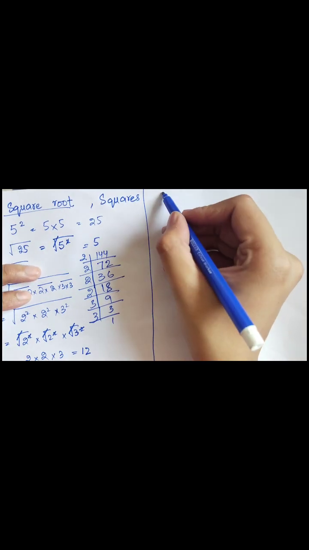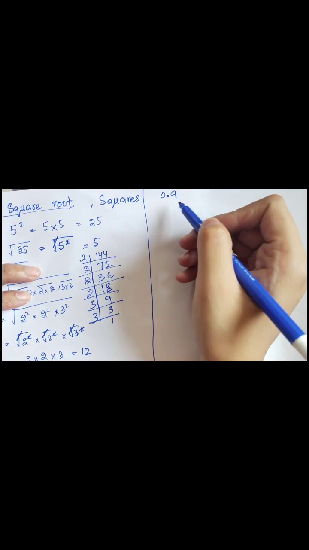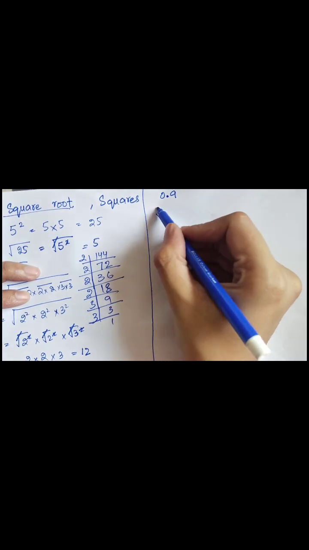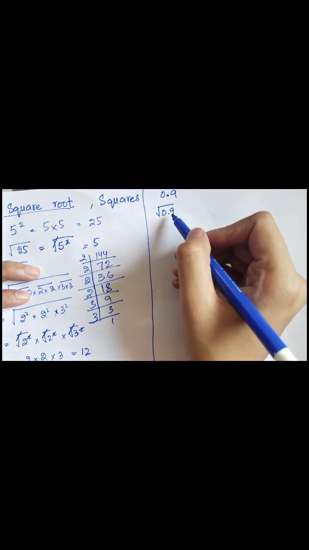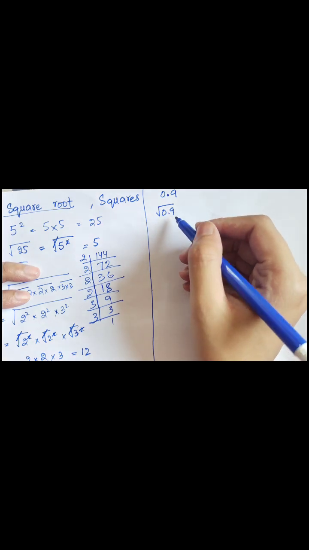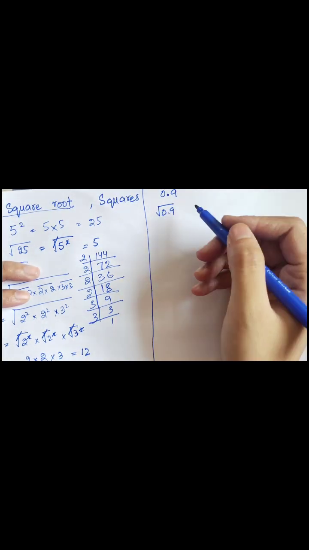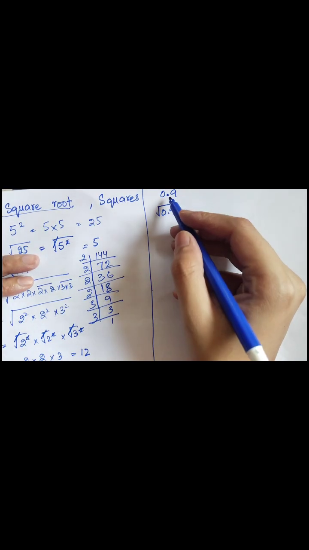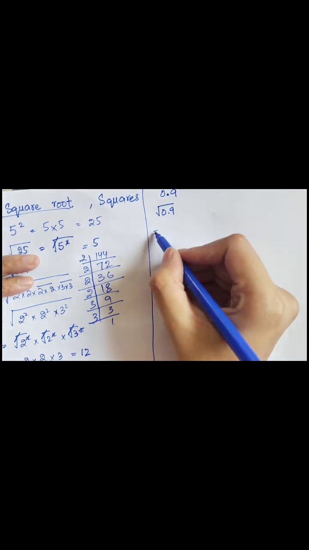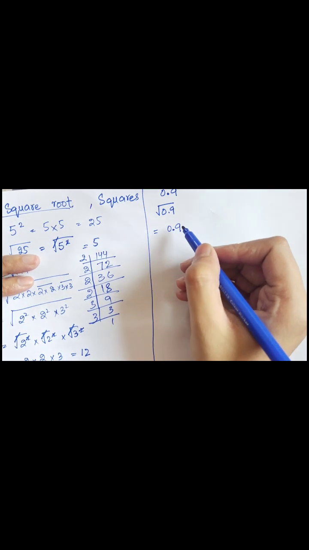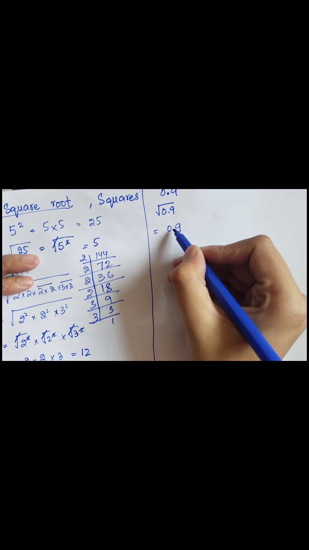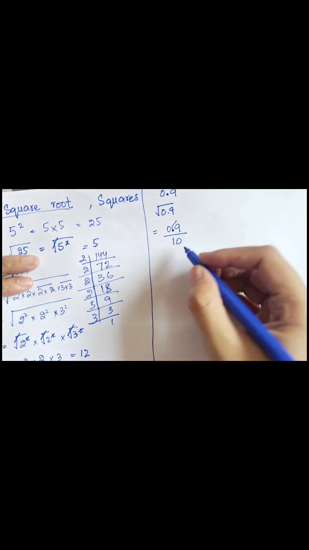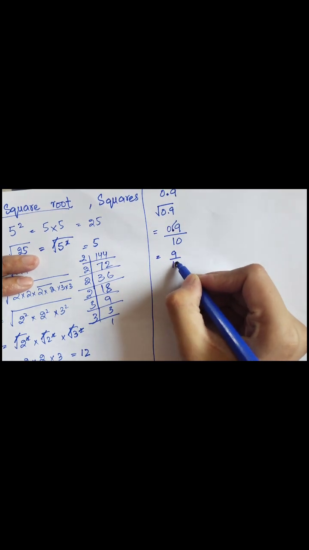Let's take another example in which we use a decimal. We have to find the square root of 0.9. The square root symbol is this, and to take the square root of this number, we have to simplify it first. 0.9 is simplified by removing the point, and after removing the point, 10 becomes the denominator. It will become 9 over 10.